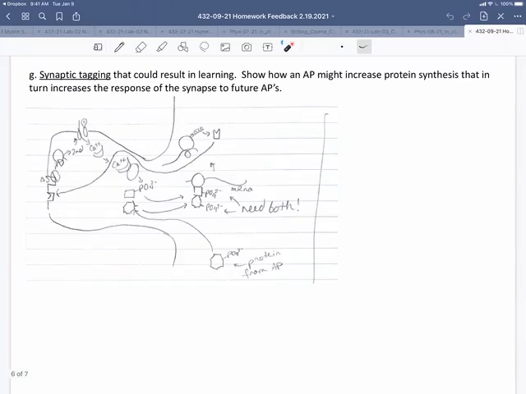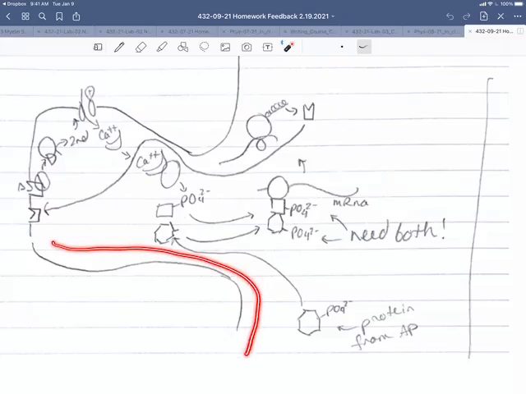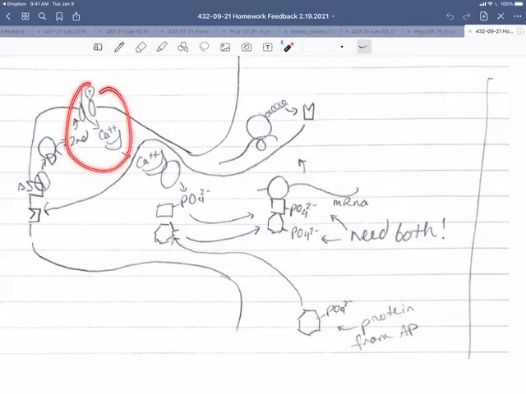Synaptic tagging, I saw some great sketches. Some were very complex. This one I liked because it's pretty straightforward to follow. We have binding here. We've got a second messenger that opens a calcium channel. What they're not showing is that that same second messenger might also open sodium channels. So they're not showing the action potential, which makes this whole thing simpler. So this shows only the calcium entry.